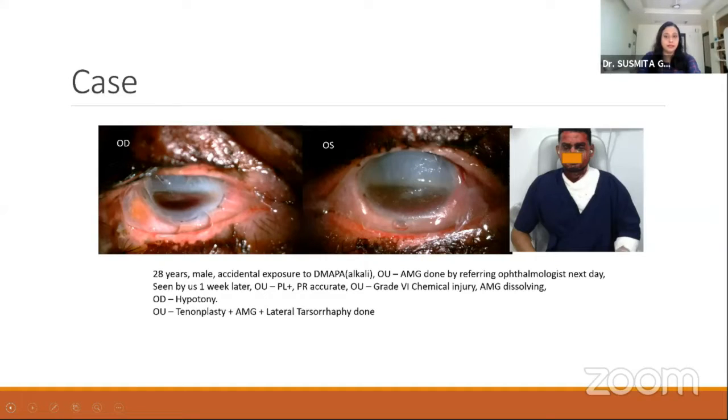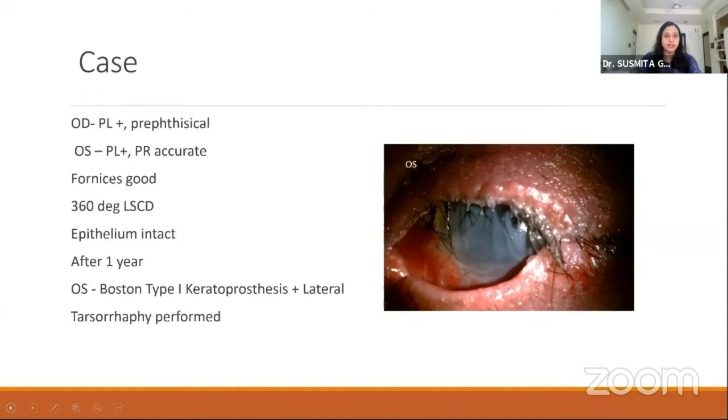Amniotic membrane was dissolving. The right eye, already hypotony has set in. So we did a bilateral tenonplasty with amniotic membrane grafting as well as a lateral tarsorrhaphy. Unfortunately, we could not salvage the right eye and it became phthisical. We could somehow salvage the left eye, which had PLPR vision, fornices were good, but there was 360 degrees LSCD. And after 1 year, a type 1 Boston keratoprosthesis with lateral tarsorrhaphy.